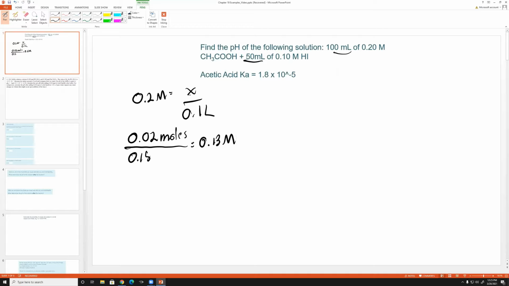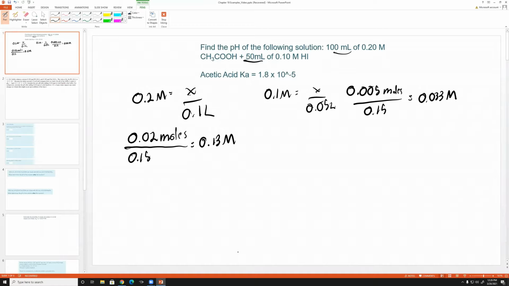This equals 0.13 molar. Now the same thing for the hydroiodic acid. 0.1 molar equals X over 0.05 liters. And that equals 0.005 moles divided by your total liters now, which is 150 milliliters. And you get 0.033 molarity. Okay, so now we can solve with the ICE chart.